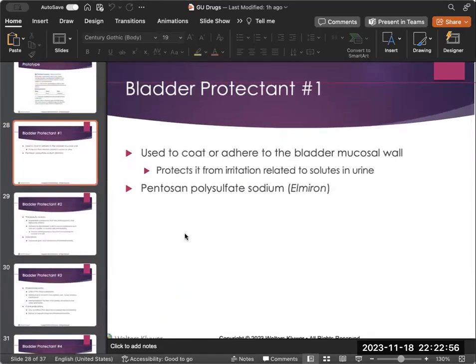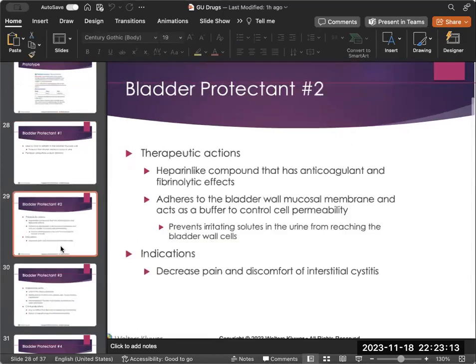So bladder protectants are used to coat. Remember those GI protectants? They kind of coated it like a Band-Aid. That's what this is. It gives a little Band-Aid from that irritation that we get from the urine that's caused from that UTI, from that bacteria. And what we usually give is pentosan polysulfate sodium.